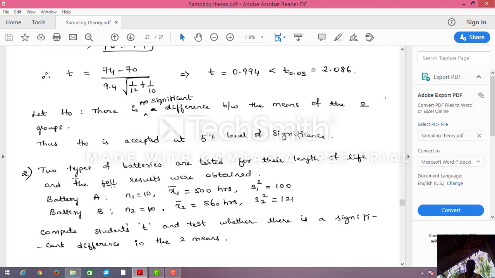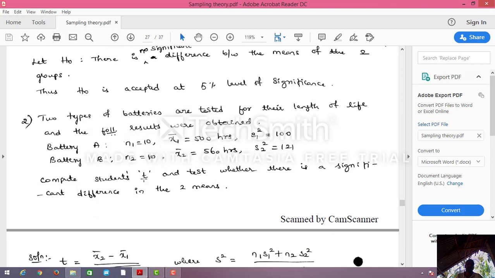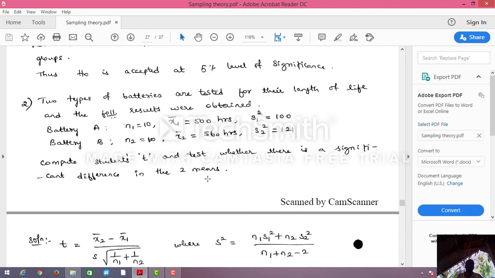Next, second question, the same type only. We are going to see the second problem. Two types of batteries are tested for their length of life, and the following results were obtained. Battery A: N1 is 10, X1 bar is 500 hours, S1 square is 100. Battery B: N2 is 10, X2 bar is 560 hours, S2 square is 121. Compute Student's t and test whether there is a significant difference in the two means.